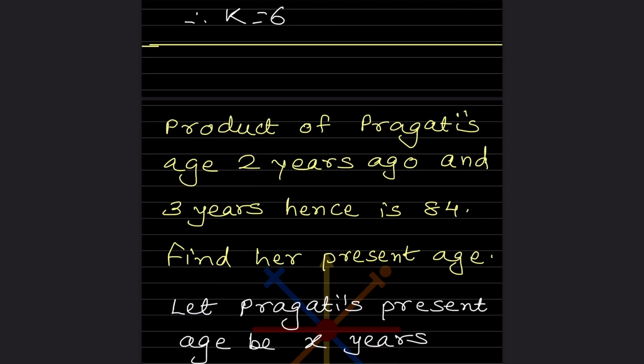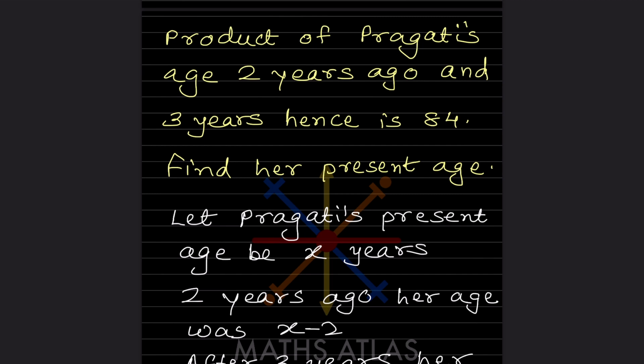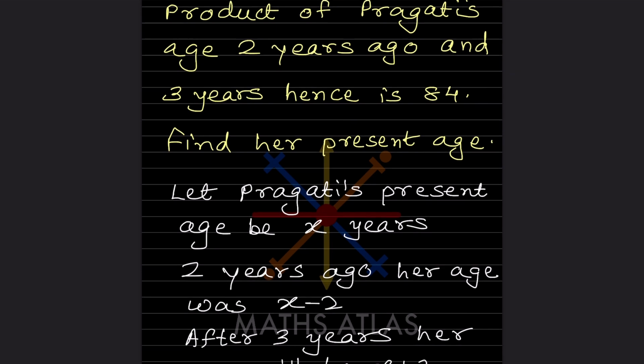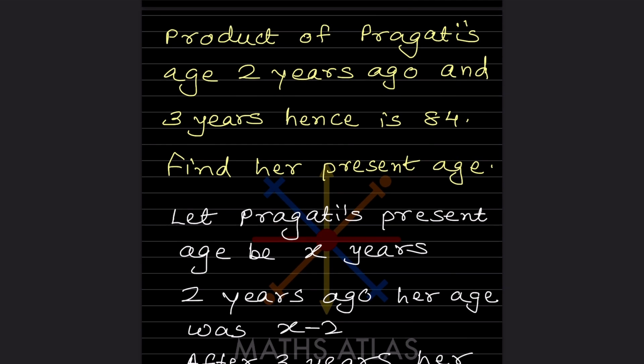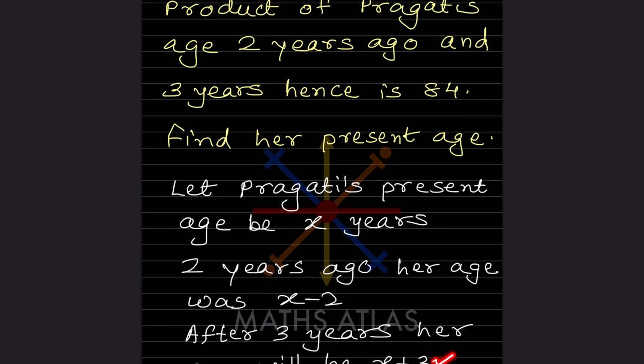So now let us see the next one: the product of Pragati's age 2 years ago and 3 years hence is 84, and find her present age. So now here Pragati's present age is x years, let us consider. And 2 years ago her age was, what was that? Because we are considering age, 2 years ago was x minus 2. And 3 years hence is how much? It will be x plus 3, because you are going to add 3 to it. Ago means you are going to subtract.